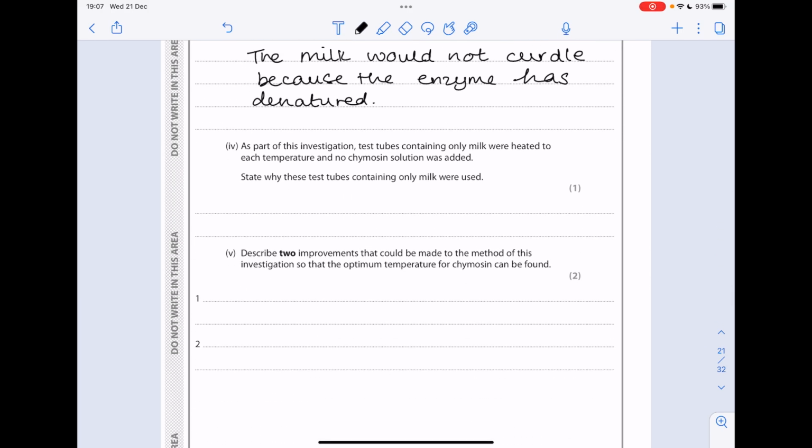As part of this investigation, test tubes containing only milk were heated to each temperature and no chymosin solution was added. State why these test tubes containing only milk were used to act as a control.